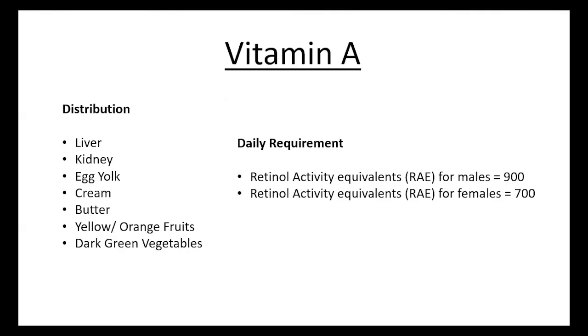Vitamin A is present in liver, kidney, egg yolk, cream, butter, fruits, and dark green vegetables.